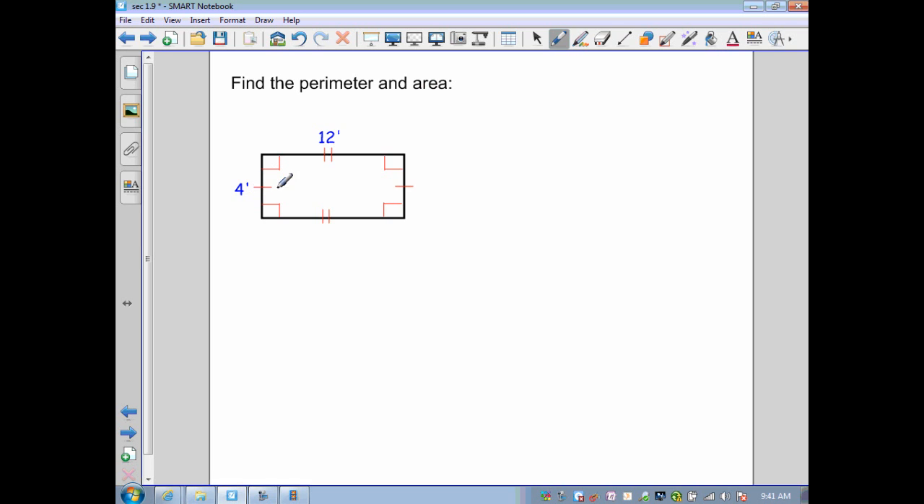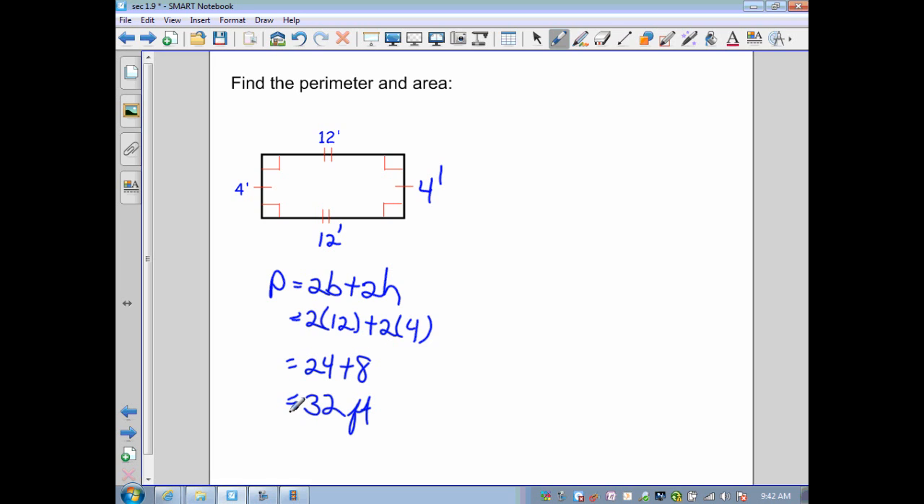In our figure, we have a single tick on the left of the figure and also on the right. Therefore, that illustrates that these two sides are congruent. And on the top and the bottom, we have a double tick mark. Therefore, we know that these two sides are also congruent. For my perimeter, we have 2 times the base plus 2 times the height, and then we just substitute: 2 times 12 plus 2 times 4 equals 24 plus 8, which is 32 feet.